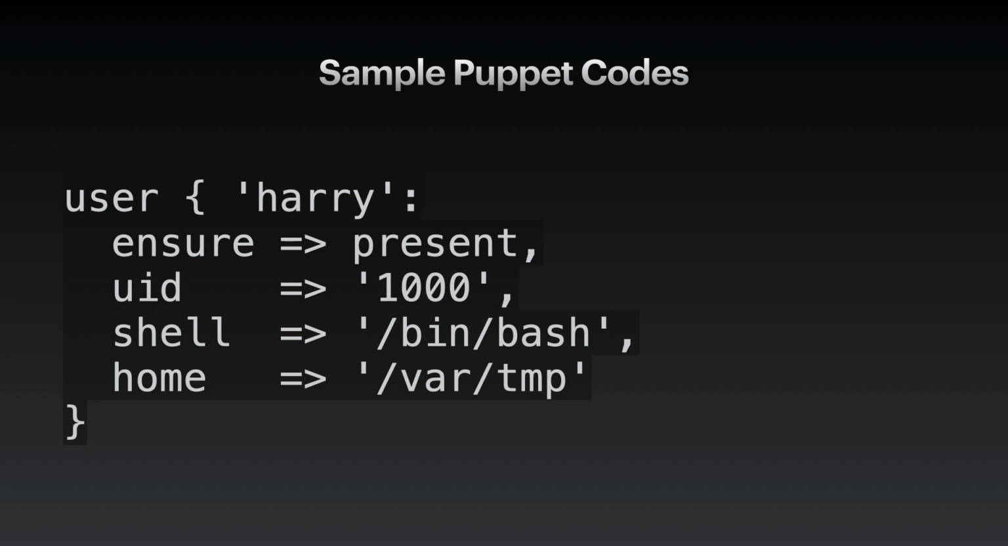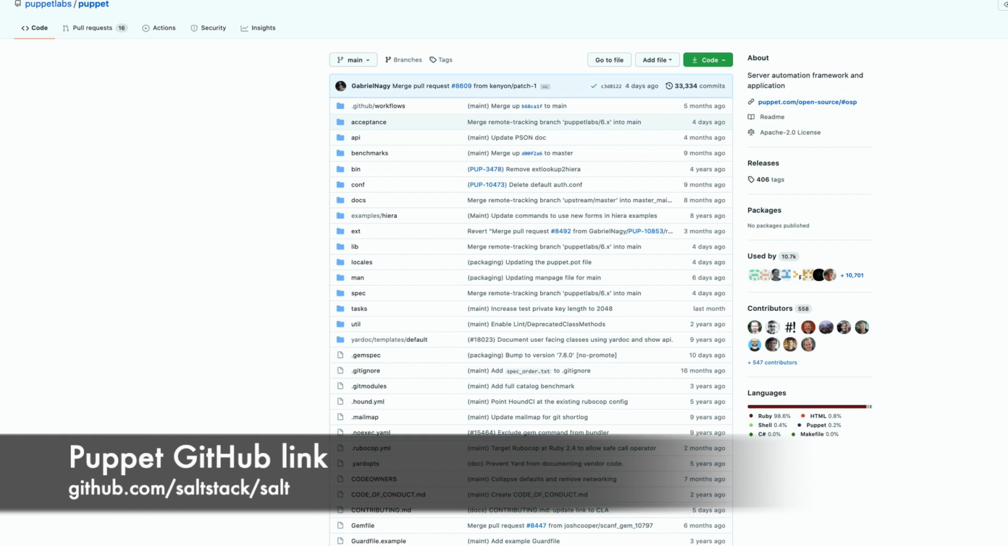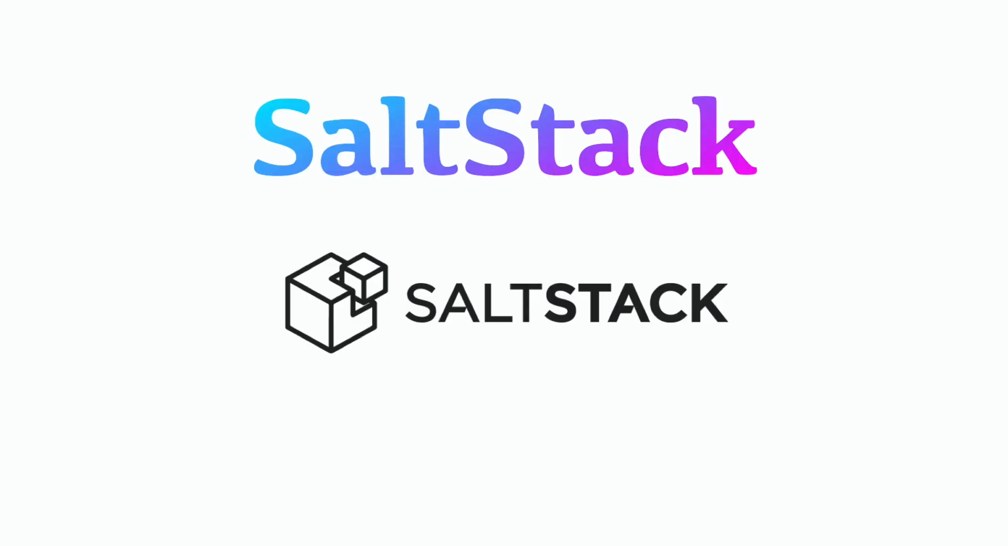Puppet's configuration file follows JSON schema. They may look like below. The open source code of Puppet has over 33,000 commits and 558 contributors. You can find Puppet's source code at the following GitHub link. Next, we have SaltStack.